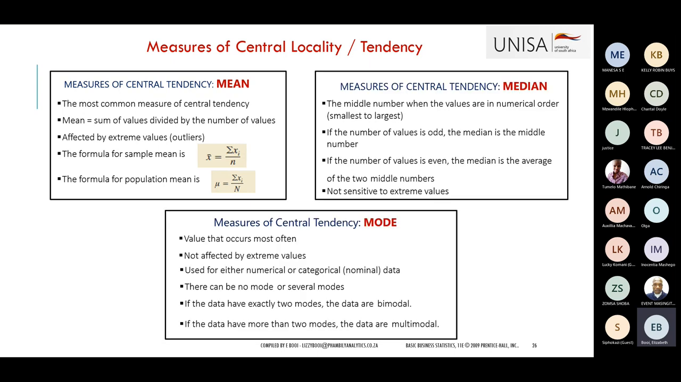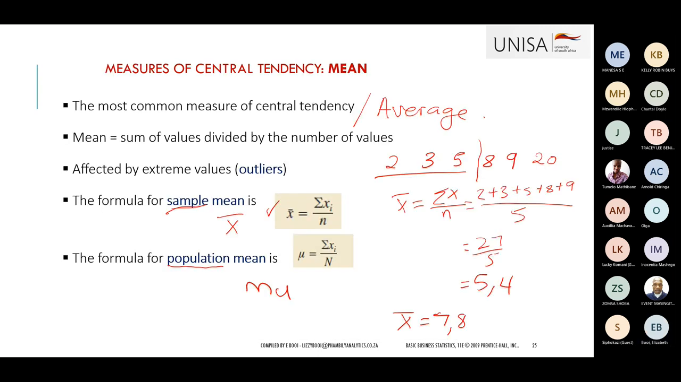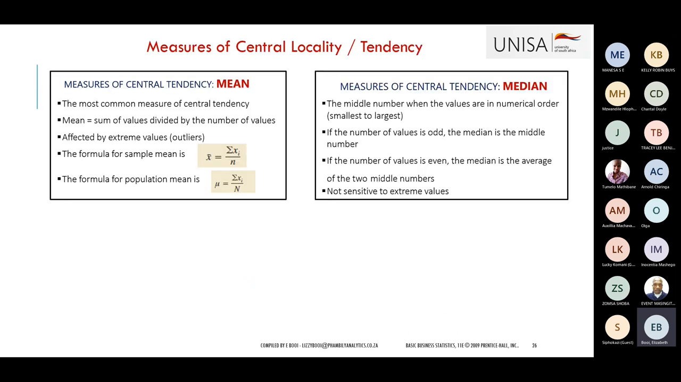Let me go back to our 2, 3, 5, 8, 9. I'm going to use the same 2, 3, 5, 8, 9. You need to order your data from lowest to highest when you work with the median. When you work with the mean, it's fine. You can just calculate it and get done with it. But with median, your data needs to be in an ordered array. So we said the median is the value in the middle. So the value in the middle is 5. That is our median. 5 is our median.